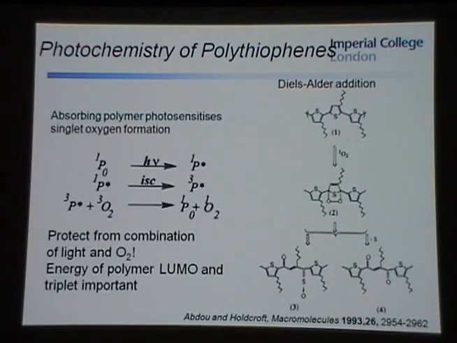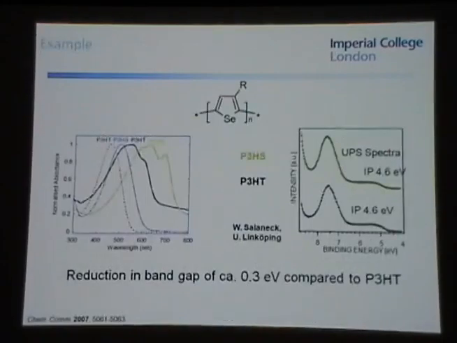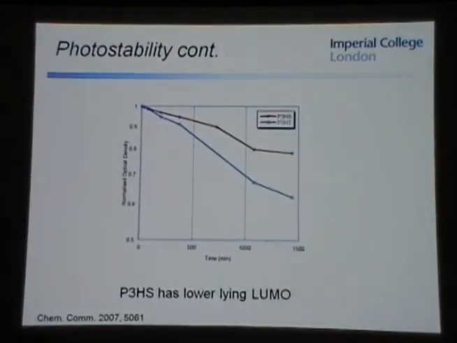So barrier films are quite important in terms of how we think about the future of these types of material. And of course the absolute energy of the polymer LUMO will affect this. You can see that, for example, in this example. If you take the very well-known P3HT and you change the heteroatom from sulfur to selenium, you don't affect the HOMO energy level, but you can see optically that you reduce the band gap, so you decrease the energy of the LUMO. That means that you have less energy now to sensitize singlet oxygen.